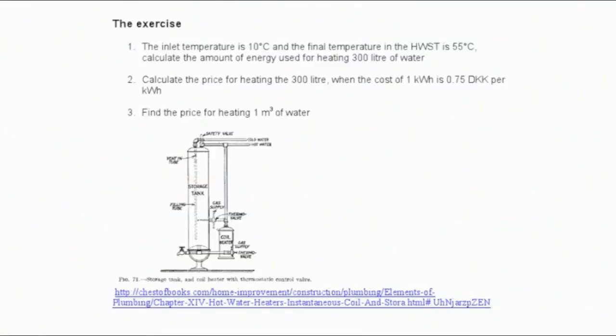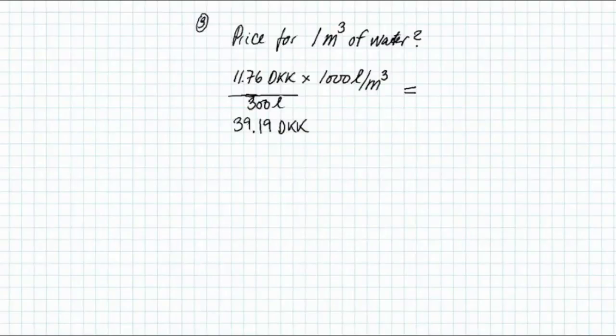Last thing is to find the price for heating 1 cubic meter of water. Here I have written up what the price is for 1 liter, and there's 1000 liters each time you have a cubic meter. So when you times the things together, you will get that the price for heating up a cubic meter is 39.19 Danish kroner.